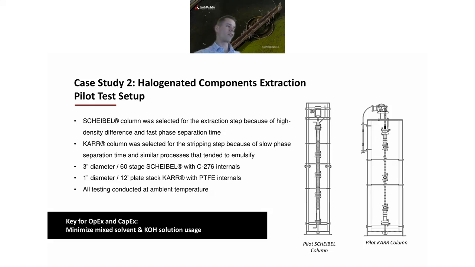The Schiebel column essentially was the same design as the previous case study, with 60 stages. Here we had C276 internals put in because there was a corrosion concern. And in the KARR column, we had PTFE internals with a 12-foot plate stack height. Like the last test, all testing was conducted at ambient temperature. And really what we were looking at here was to reduce the solvent usage in both columns. The more we're able to do that, the smaller that aqueous stream leaving the stripping column is going to be, which would reduce the downstream processing costs immensely to treat that stream.